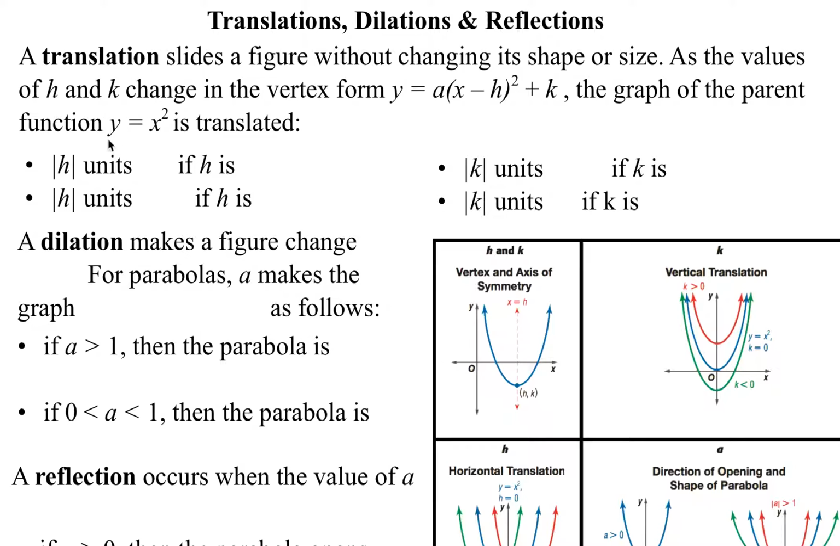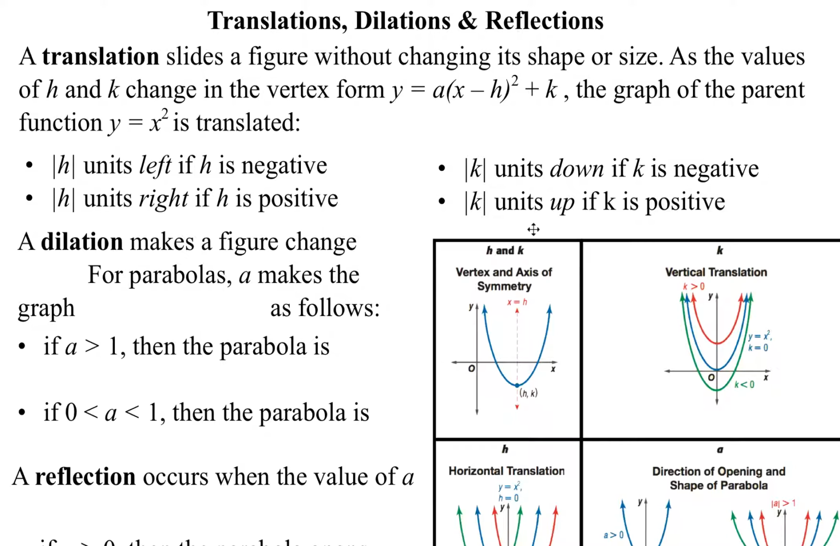So the parent function starts out as y equals x squared. And then if we take h and it is negative, so if we add something here that's negative, so it ends up being x plus a number in here, that means we're going to the left h units. And if h is positive, we go to the right h units. If we put a number in for k, and k is negative, we go down. If k is positive, we go up. So just changing those two things will make our parabola either go up, down, left, or right.